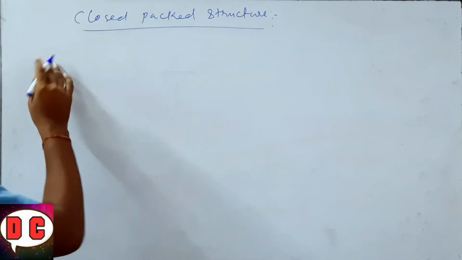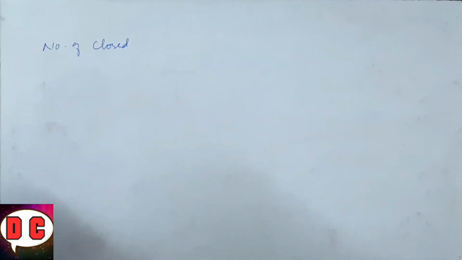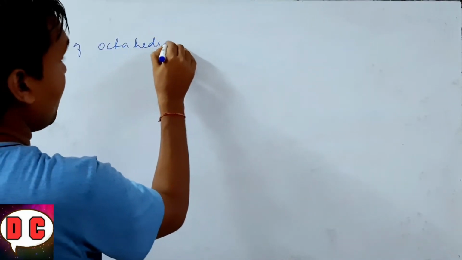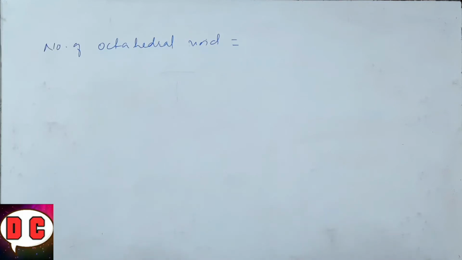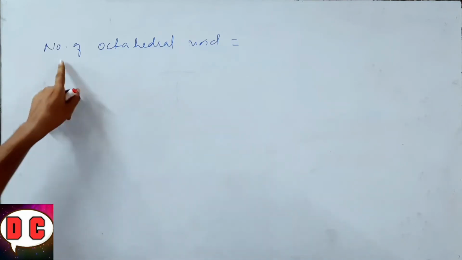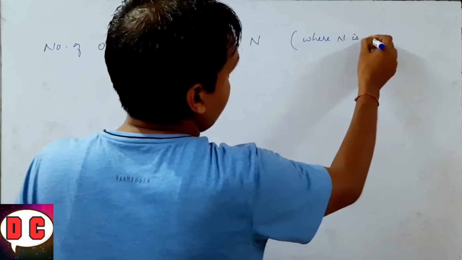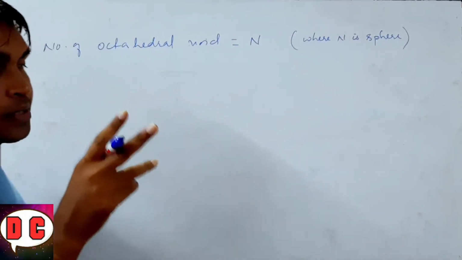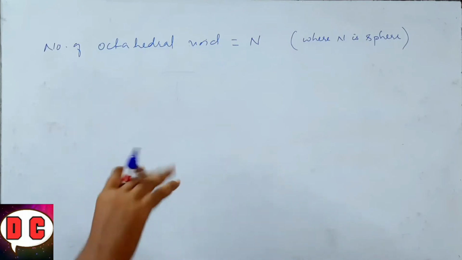So the topic now is the number of octahedral voids. The number of octahedral voids is equal to n, where n is the number of spheres. So in an octahedral arrangement, how many voids will be there? n voids, n sites will be there, which will be empty.